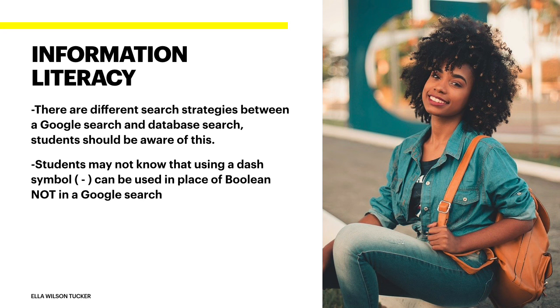Students should also know the differences between a Google search and a database search, not only in terms of what types of information and sources can be expected from each, but also regarding how we conduct the searches on each. There are some search strategies that are unique to Google that students should be aware of. An example of this is using a dash or hyphen symbol in place of Boolean not in the Google search bar. These strategies are not common knowledge, so it is important to educate your students on them so they can access all types of information and sources reliably.